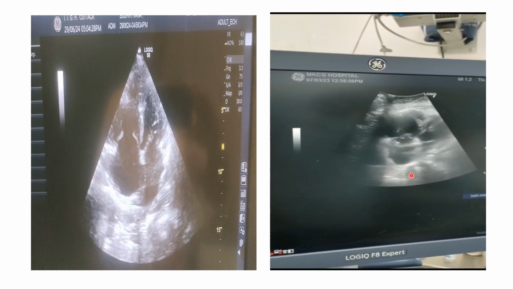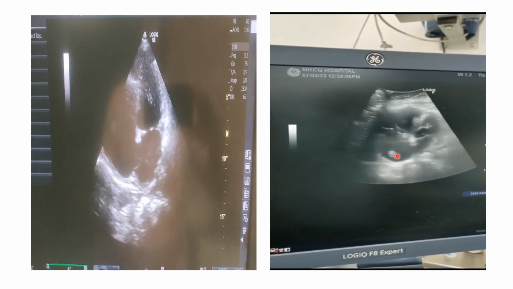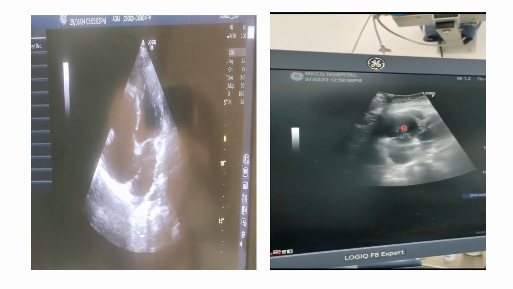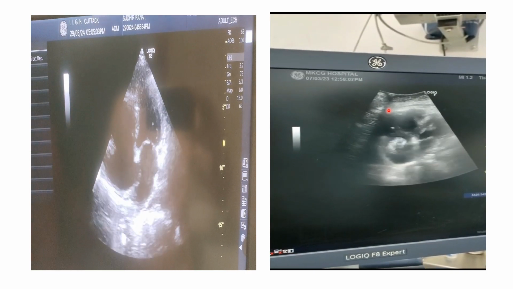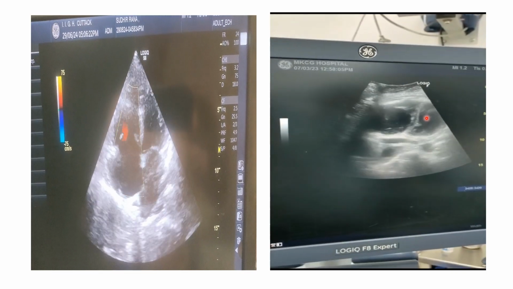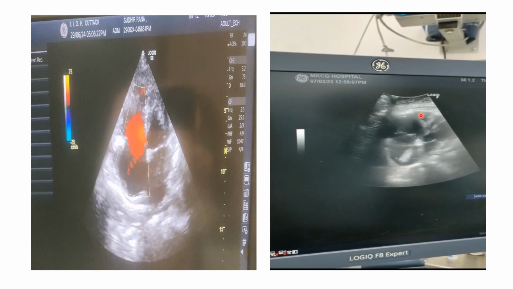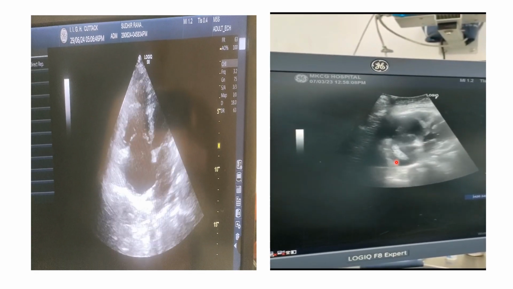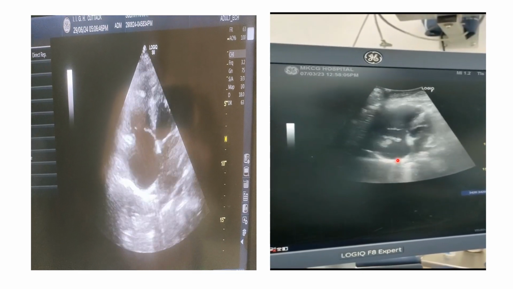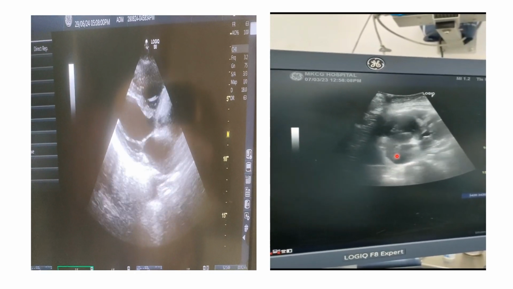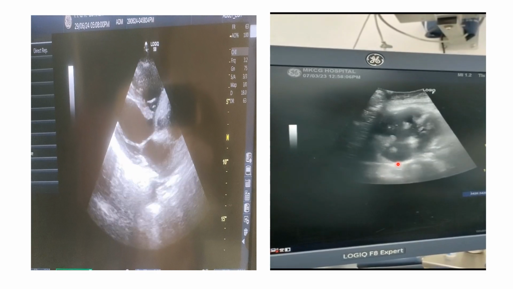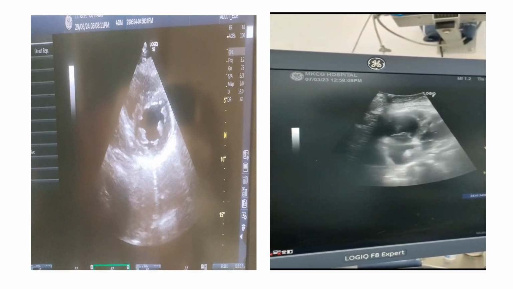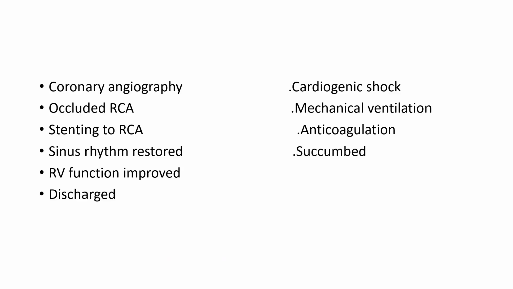This bedside echocardiography shows right atrium and right ventricular dilatation with akinesia of the RV free wall and preserved contraction of the RV apex, known as McConnell's sign, but the most dramatic finding are the thrombi moving in and out of the right atrium and right ventricle, confirming the diagnosis of pulmonary embolism. The first patient underwent coronary angiography, which revealed an occluded right coronary artery.